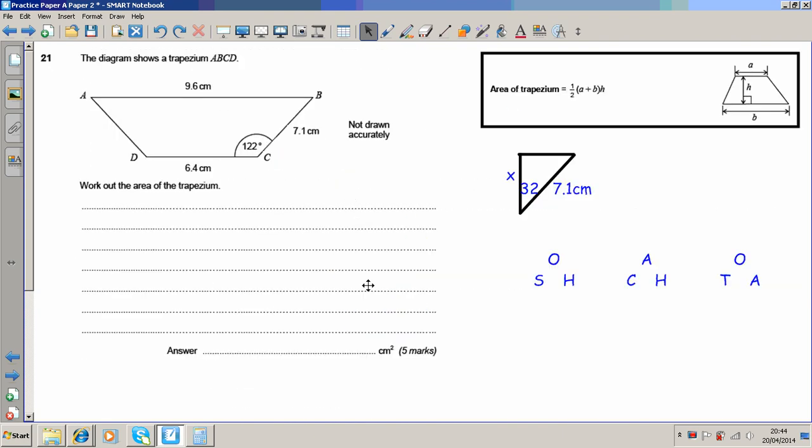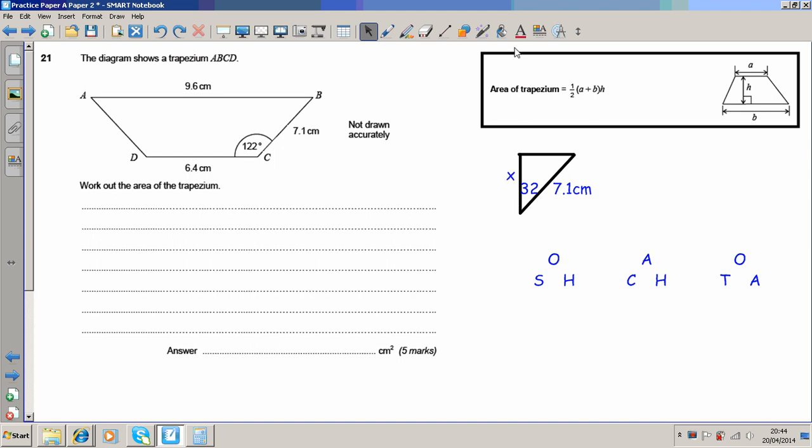Alright, number 21, diagram shows a trapezium, work out the area of the trapezium. So there's your rule for area of trapezium, half times A plus B added together times the height. So we've got ourselves our A and our B. What we don't have is our height. So to do that, we need to look at this triangle that we've got here, where this is 7.1. The angle in there is 32, because we've got 90 there, and the height is what we're trying to work out, which I've called X for now.